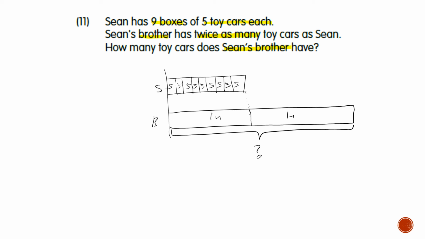So we first find how much Sean has. So Sean has 9 boxes of 5, which is 45 toy cars. The brother has got twice, so 2 times 45, you get 90 toy cars. So this is how much the brother has. Okay, let's move on.